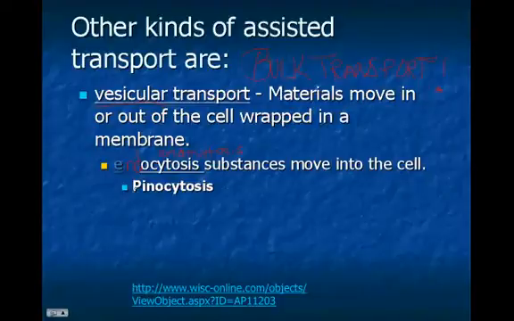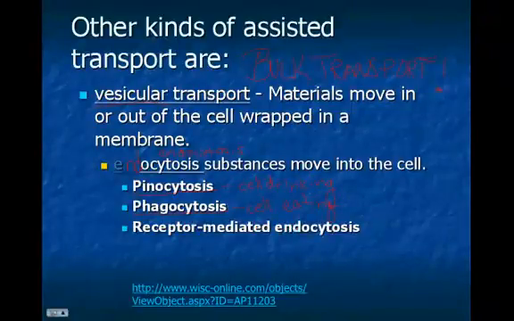So we can move fluids into the cell by taking fluids in bulk in these vesicles. And this is what we call cell drinking, or pinocytosis. And then we have phagocytosis, which is where we're taking in oftentimes food particles and sometimes foreign substances. This is typically what we call cell eating, phagocytosis.